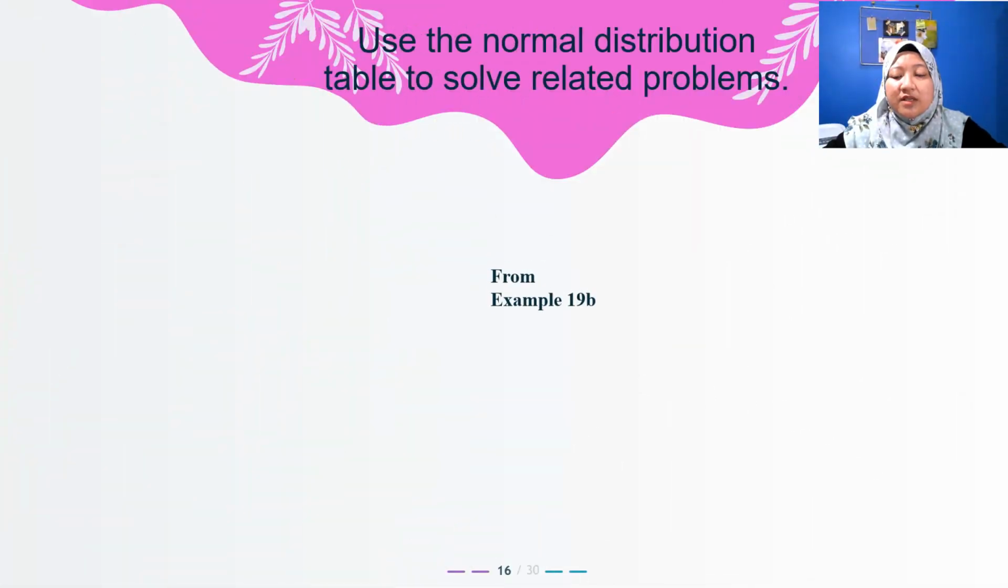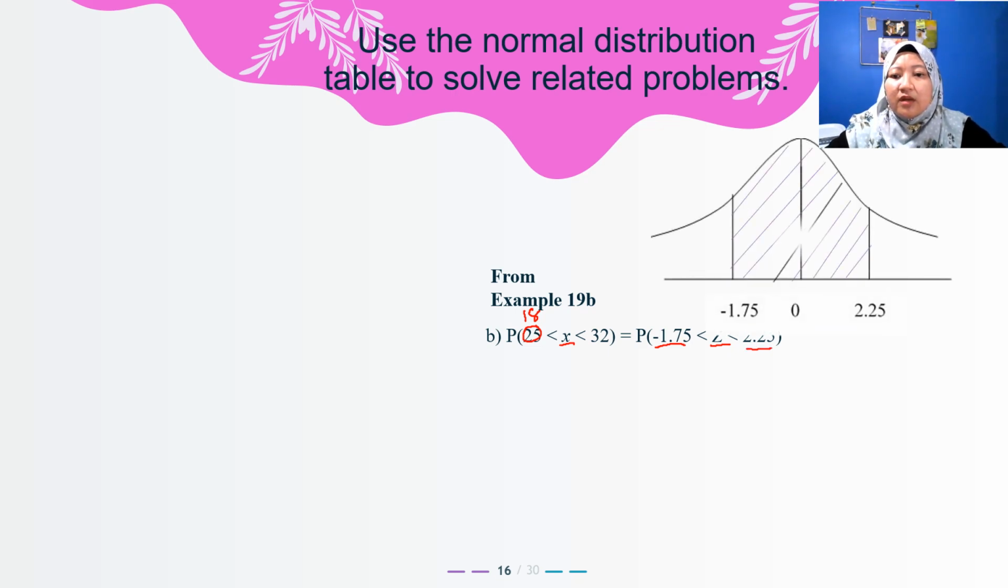Next, this one from example 19b. Okay, kita dah convert tadi. This one actually 18. So we change X into Z score. So we have Z is negative 1.75 to 2.25. Okay, draw the bell-shaped curve and then shade the region between negative 1.75 to 2.25. So this area. So how to find this area?